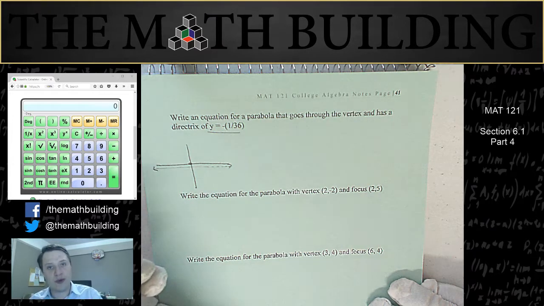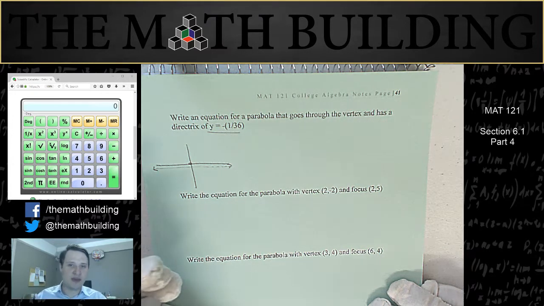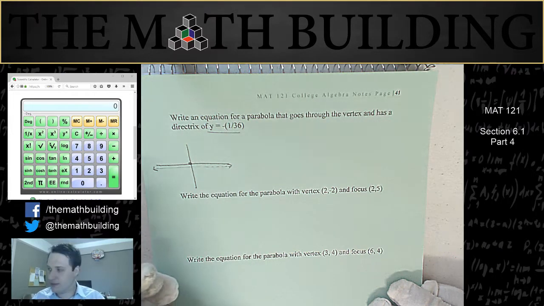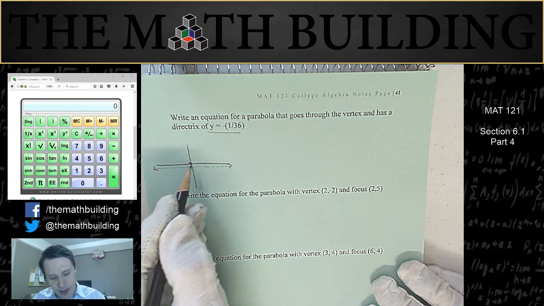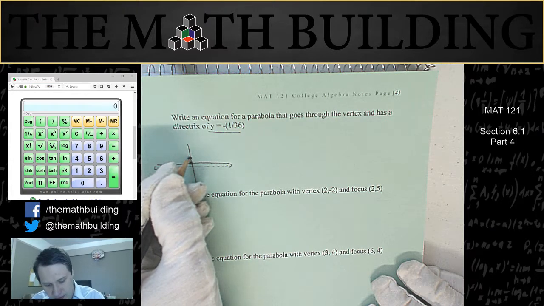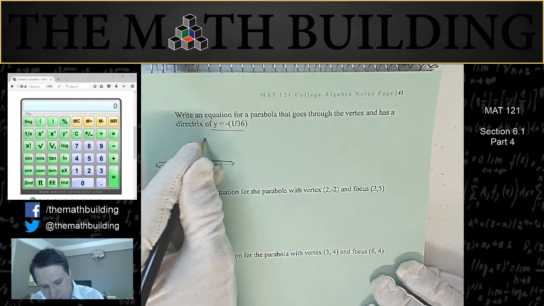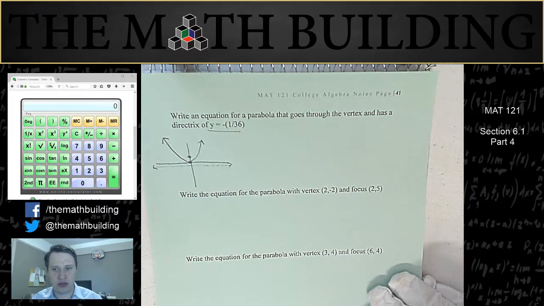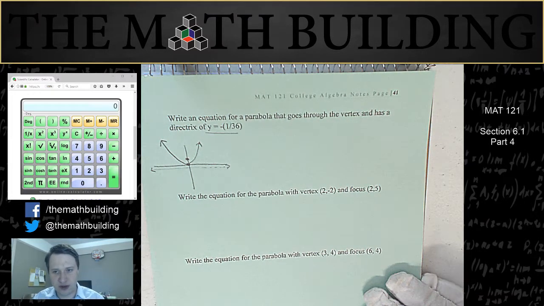Can you tell which way the parabola is going to open? Is it going to open up, down, left, or right, do you think, based on where the vertex is to the directrix? Hopefully you said it opens up, because the focus would be right here. So up 1/36, there it is roughly. I mean, that's just a sketch, but that's kind of what our parabola is going to look like.